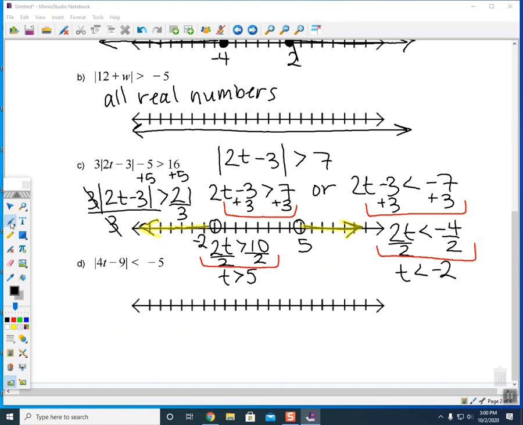All right, last one here. Absolute value of 4t minus 9 is less than negative 5. This is another one where I'm going to stop and think. I have the absolute value of something is less than a negative number. If it's less than a negative number, that means this is a no solution. I can't solve it. We like those. Those are easy.